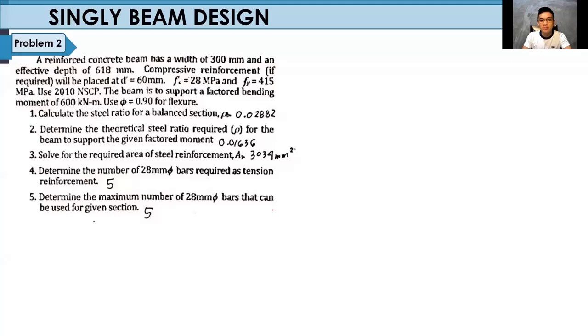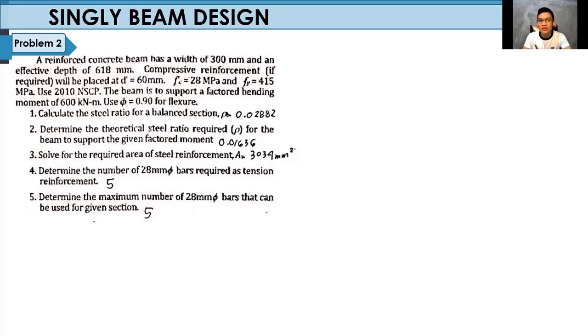So a reinforced concrete beam has a width of 300 millimeters and an effective depth of 618 millimeters. So compressive reinforcement natin, if required, will be placed at a depth which is 60 millimeters from the top. Kasi yung compressive reinforcement is nasa taas yung bakal, yung tension natin or tensile natin na reinforcement is yung nasa baba. Okay? FC prime na we'll be going to use is 28 megapascal and FY natin is 415 megapascal.